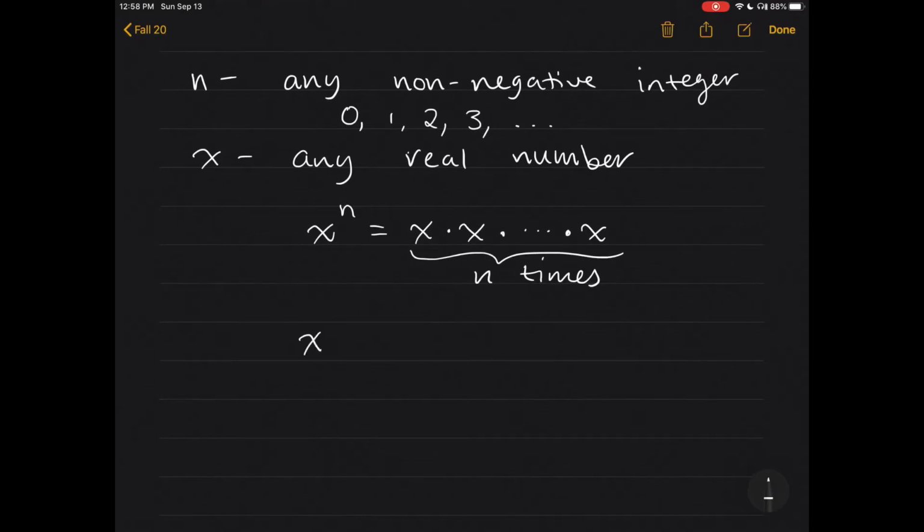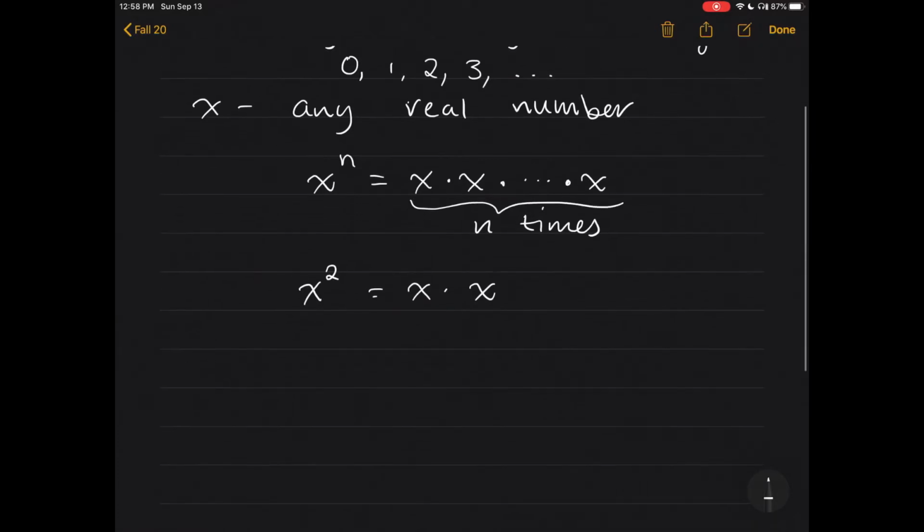So if we have, say, x squared, that's x times x, because the 2 means that x is multiplying itself twice, so there's 2 copies of x. If we have x to the 1, that's just itself. The special case is if we have x to the 0. What does it mean to multiply by itself 0 times? Well, we're just always going to say that that's equal to 1. So no matter what number x is, if it's raised to the 0 power, it's equal to 1.